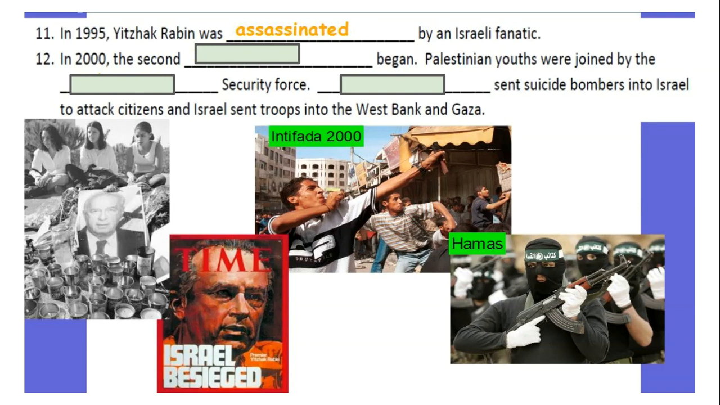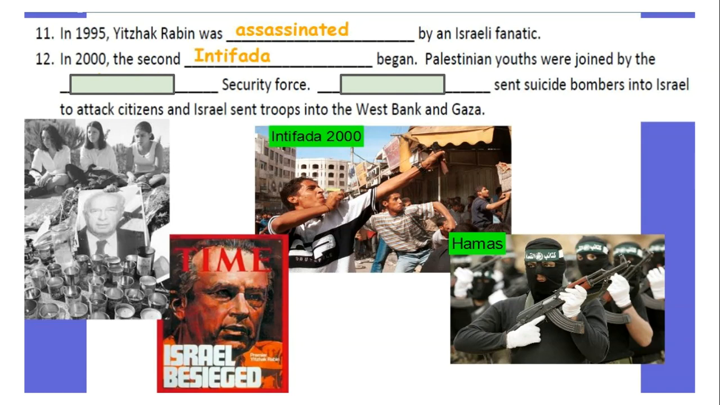It's a little bit reminiscent of what happened to Mahatma Gandhi, and the idea that there were some people who thought that he had given away too much, and hence that made him a target. In 2000, a second Intifada began.